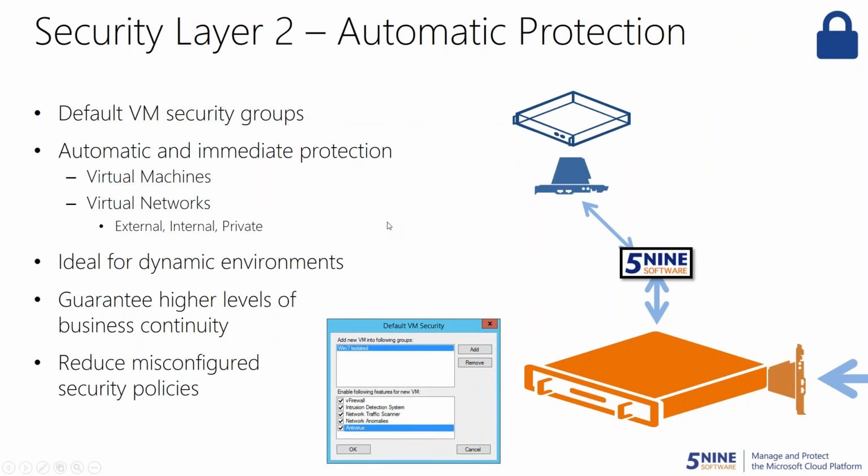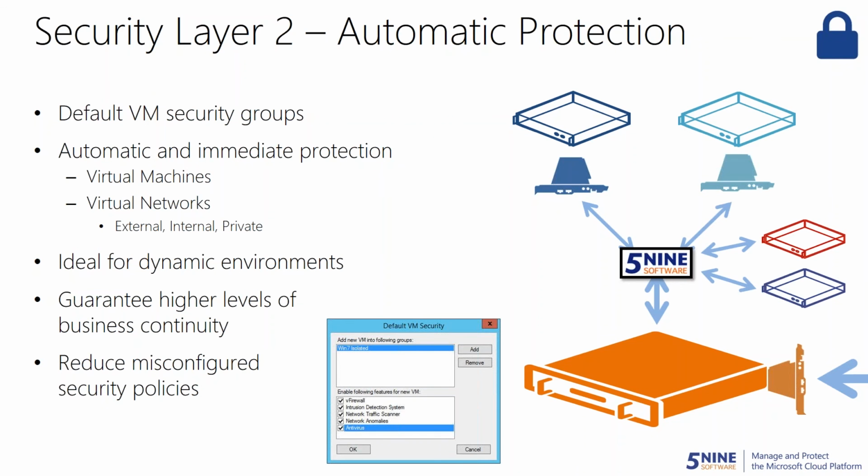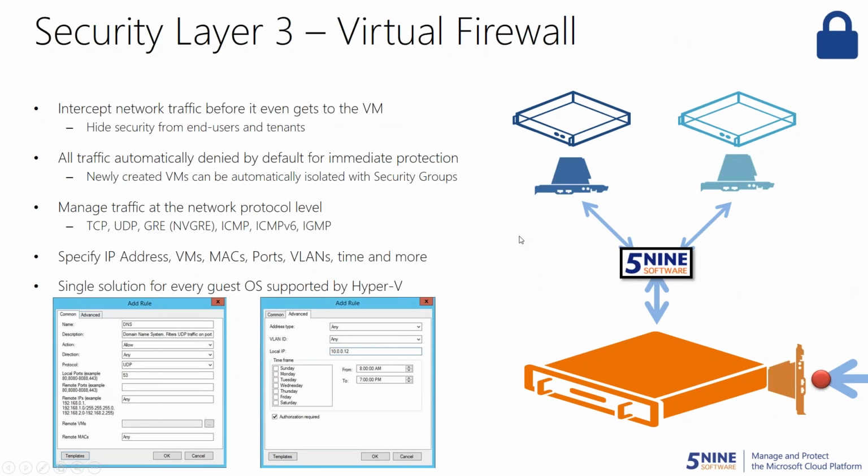Now, the second level of protection that we have is automatic protection. And the idea here is that as soon as you deploy a new virtual machine, you want to have it automatically and immediately protected. You don't want to deploy a virtual machine, have it unprotected, and then have it immediately attacked. So this is really essential to make sure that as soon as a new virtual machine or virtual network is deployed, so long as you have 5.9 Cloud Security installed, it's going to be protected. We have a concept of default security groups. So every new VM will get placed in one of these groups and automatically have the security and the protection enabled on it.